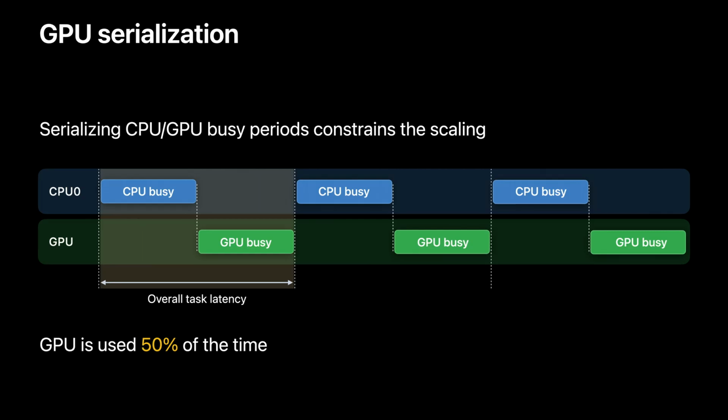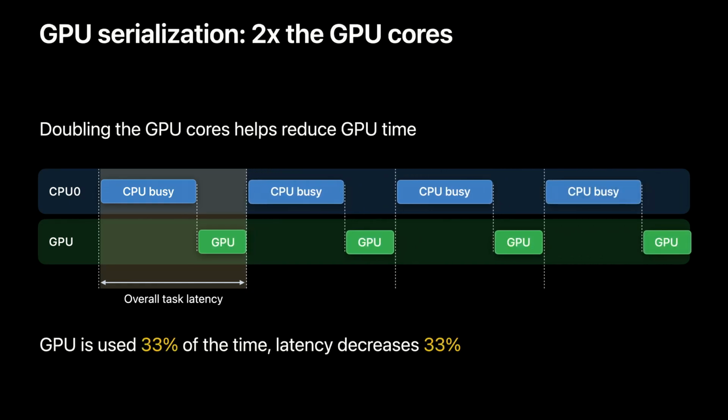Consider this example. Here is a workload using only 50% of the GPU due to work serialization between CPU and GPU. In this case, overall task duration is the sum of CPU and GPU work with no overlaps. Doubling the GPU cores makes the GPU track complete faster, but the CPU track is not affected. Overall performance increases only by 33%, far from ideal scaling.